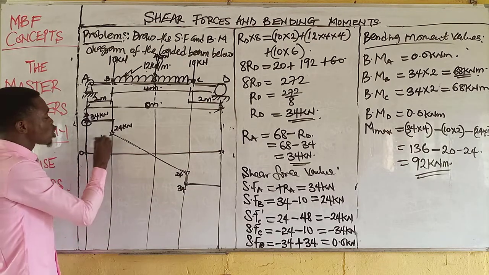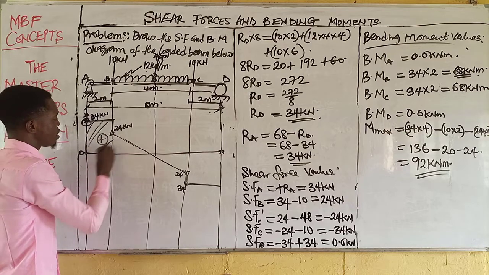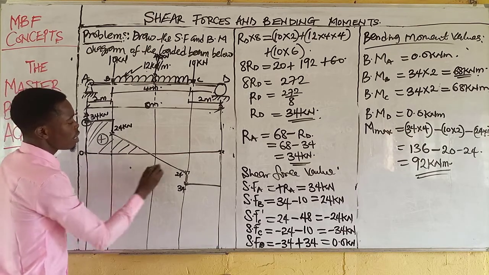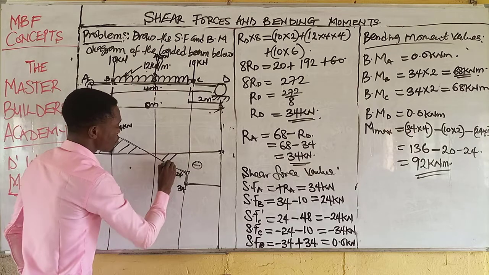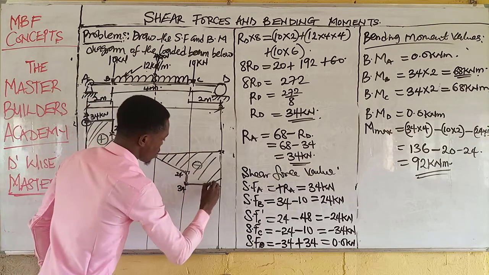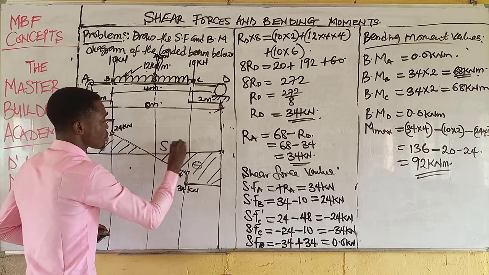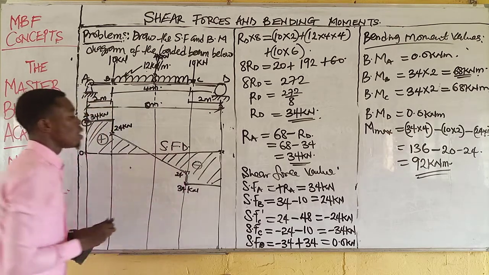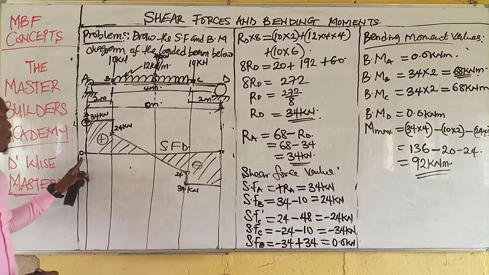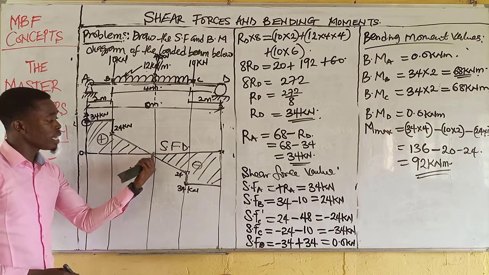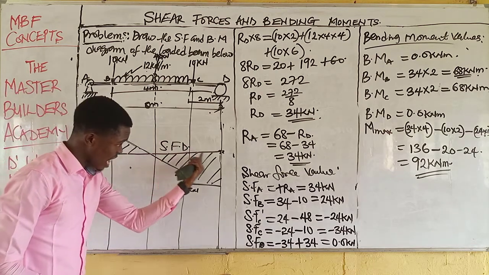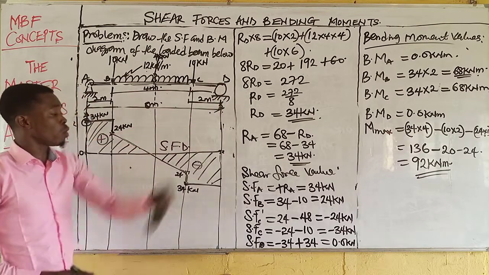So now the one on top is positive, so you can have this sketch. Then the one beneath is negative. You have this. Alright, this is our shear force diagram. Point A, point B, point E, point C, and point D, with respect to what we have here.